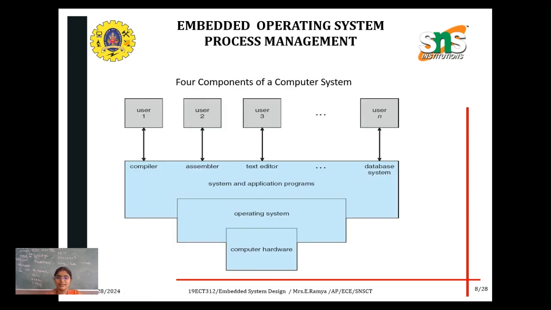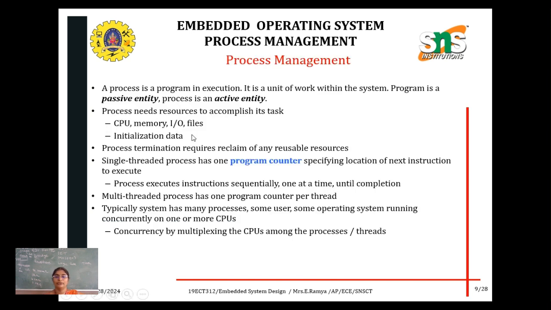In this diagram, we can see the computer hardware. In the computer hardware, the operating system performs the main function. It plays a vital role. After that, system and application programs: we have a compiler, assembler, text editor. After that, the database system. We have one user to n number of users for the components of a computer. We have four different components of a computer.